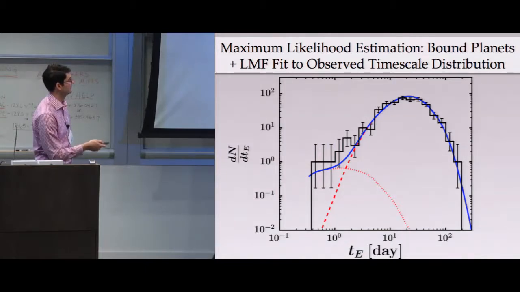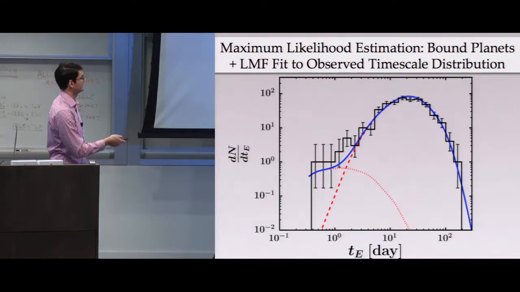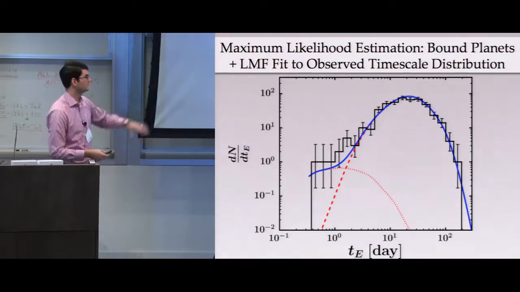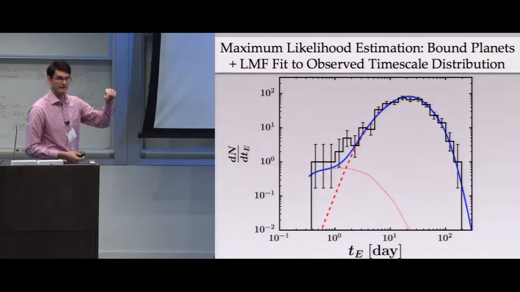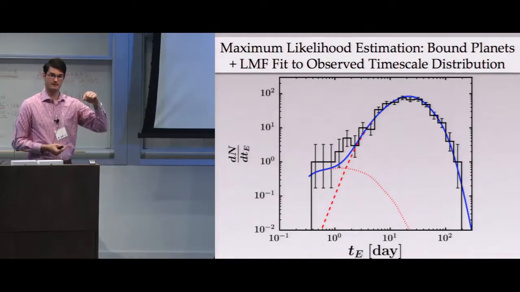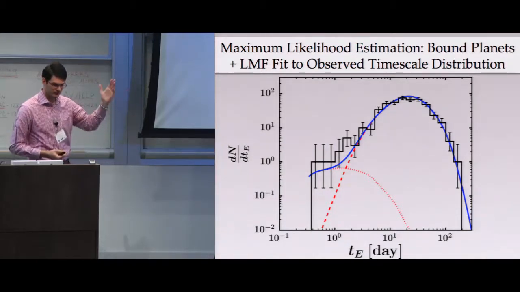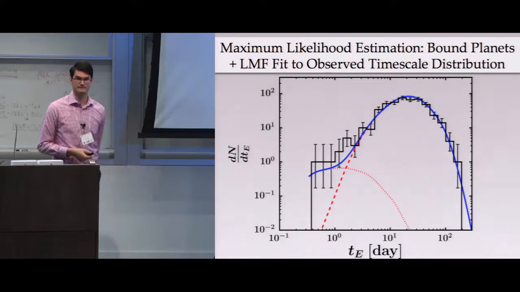This red dashed line is the lens mass function, so stellar lenses, brown dwarf lenses, et cetera. And this dotted red line is sort of the best that you can do with bound planets. So you do explain a few of these short timescale events, but there's still some discrepancies. You can't push it up too high, because if you push it up too high, you come into conflict with direct imaging, where you predict that they should see a bunch of them and they don't see any.